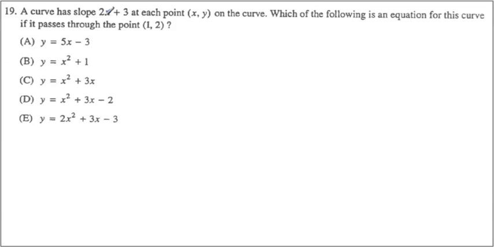A curve has slope of this value. Now, the fact that the slope is this means we are looking at f prime is equal to 2x plus 3. Which of the following is an equation of this curve passing through this point? That would be the initial value condition. So here we have f must be x squared plus 3x.